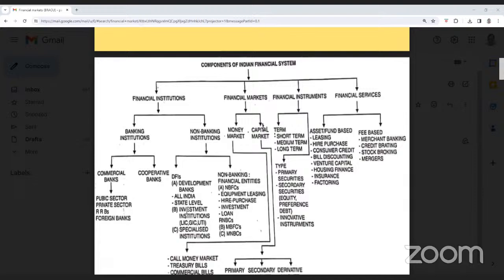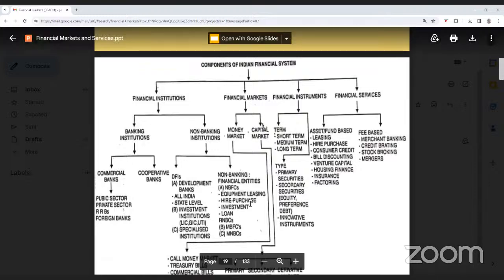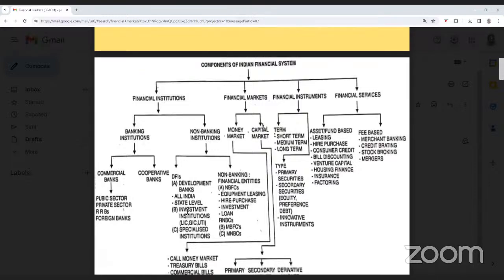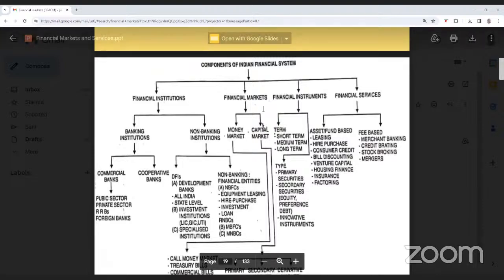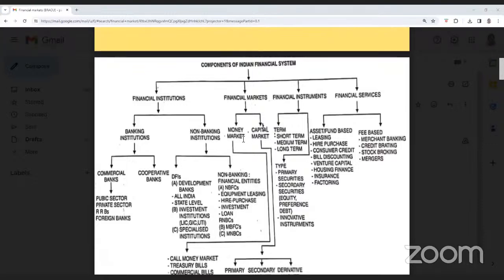Next is non-banking, that is non-banking financial entities. That is hire purchase, investment, loans. These all come under non-banking. Mostly we only know hire purchase in non-banking, but in the development banks, we know all these things. Understood?